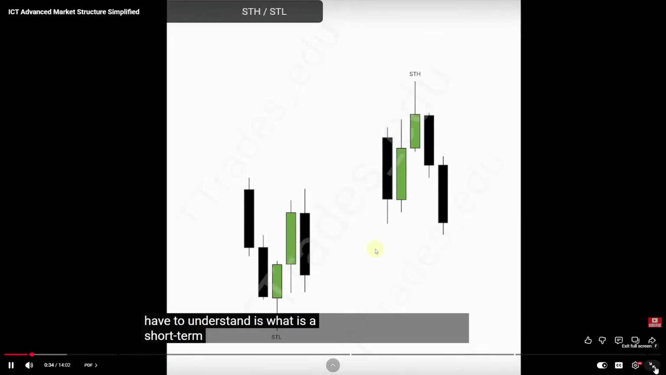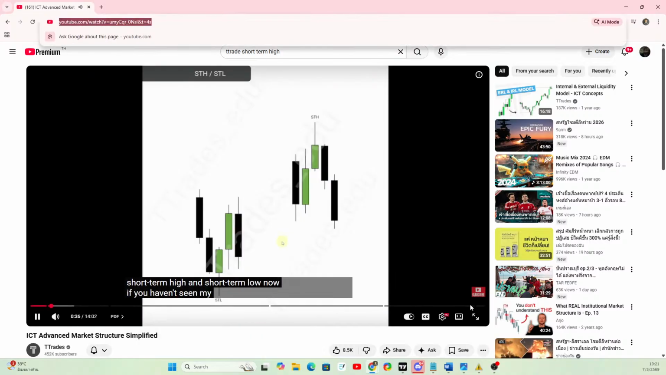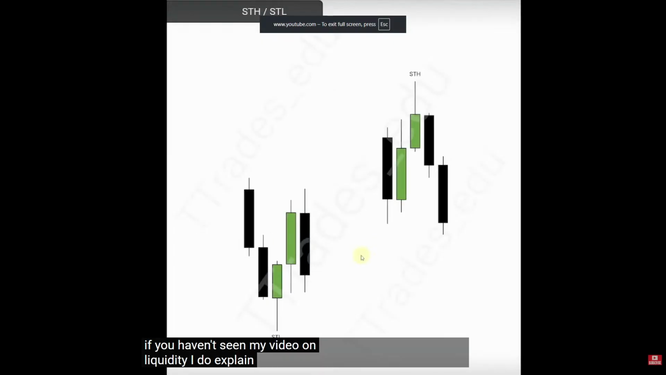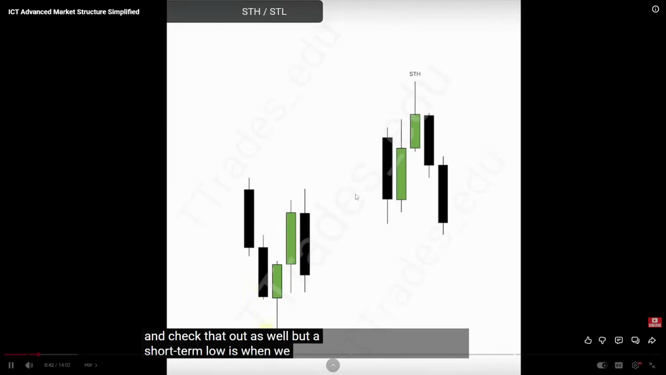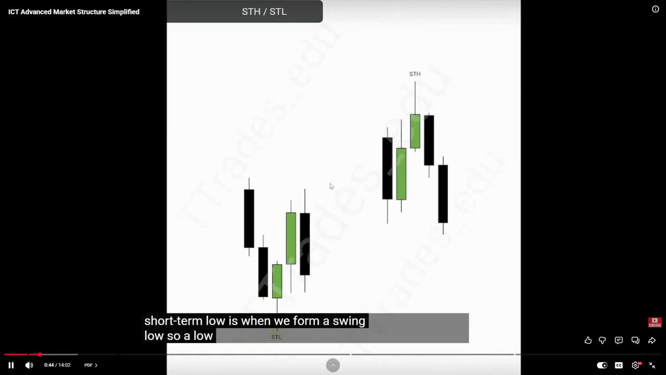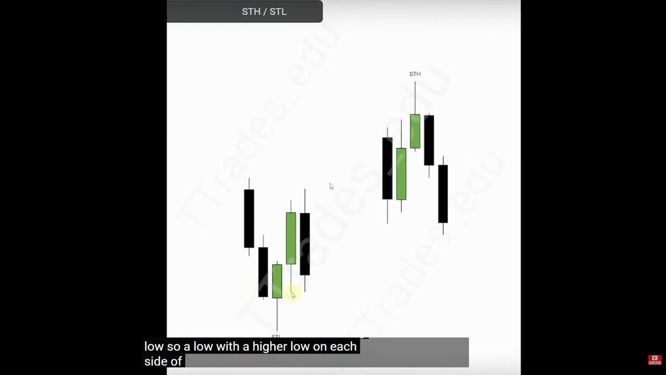So here we are in the PDF, and the first thing you have to understand is what is a short-term high and short-term low. If you haven't seen my video on liquidity, I do explain this, so go ahead and check that out as well. But a short-term low is when we form a swing low, so a low with a higher low on each side of it. A short-term high is a high with a lower high on each side of it.